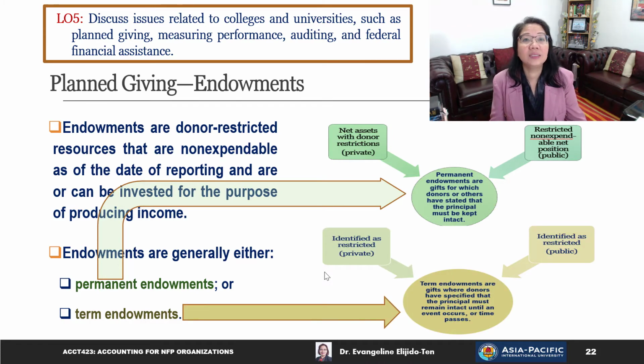How about term endowments? Term endowments are gifts where donors have specified the principal must remain intact until an event occurs or until time passes. From the point of view of the private entity, colleges and universities, this is identified as restricted. From the point of view of public colleges and universities, these will be identified as restricted. So as you can see, it will be treated in the same manner.